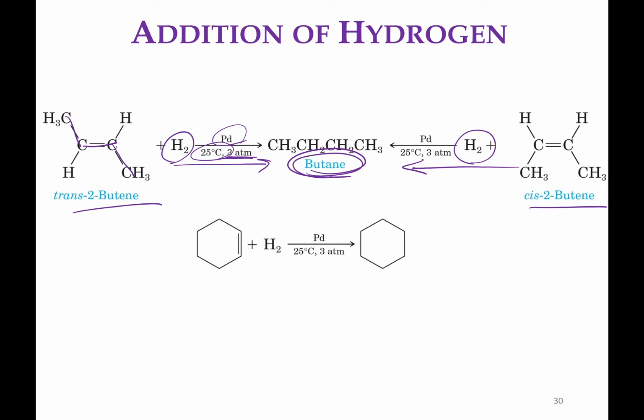The thing about transition metal catalysts is they are not specific in that they will take any double bond and reduce it down to a single bond. So it will add hydrogen across any double bond. It's not going to be specific. So how does this occur? It occurs in a few steps.